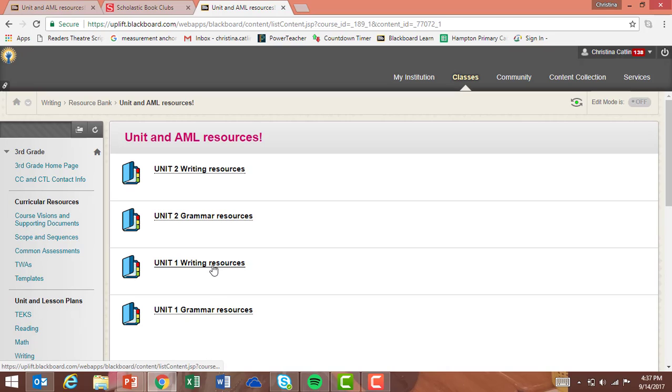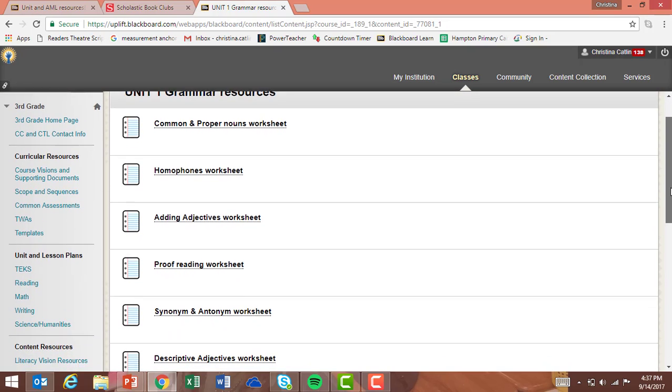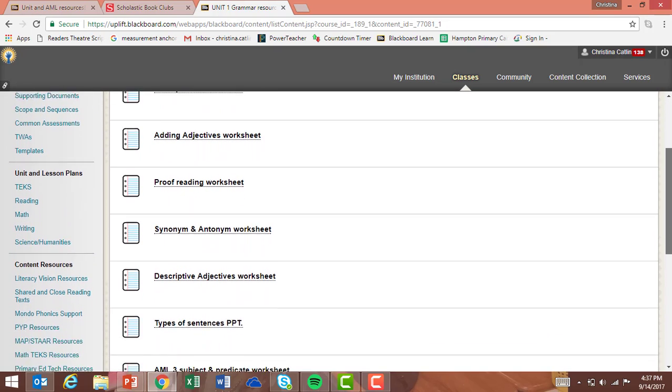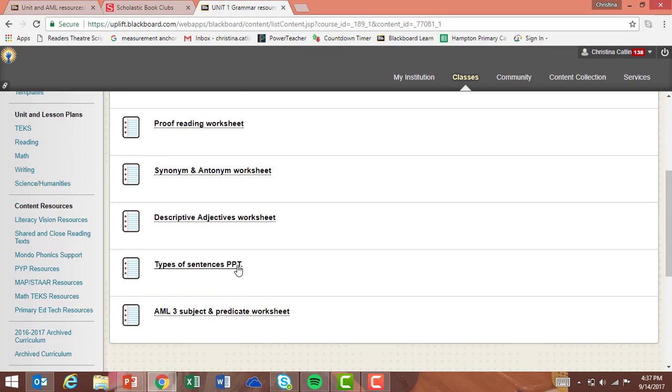So for example, for Unit 1 grammar, there are all these different worksheets posted: homophones, common and proper nouns, synonyms and antonyms, adjectives. There's types of sentences PowerPoints. And so it's not just going to be a worksheet or something like that, but there's also a PowerPoint that you can use with your scholars that walks them completely through the entire thing. And that's super helpful so that you're not having to make that yourself, which is great.